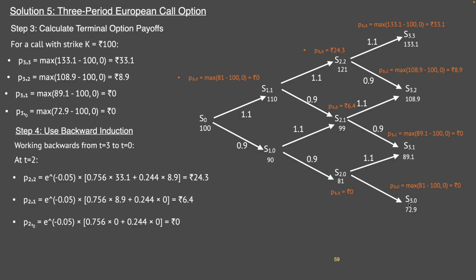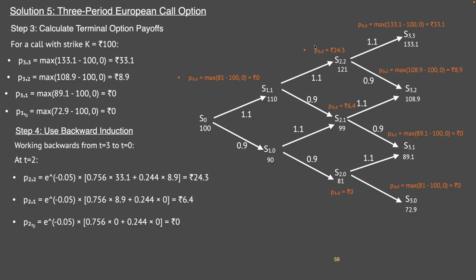And similarly at S30, the option value will be max of, it is not 81, it is 72.9 minus 100. Please correct it. It is not 81, it is 72.9. Here we are using 89.1 and here it should be 72.9. So 72.9 minus 100 comma 0, what is the max? 0 will be the max, because 72.9 minus 100 is a negative value. So you will get 0. So we have calculated the option prices for all the terminal stock prices.